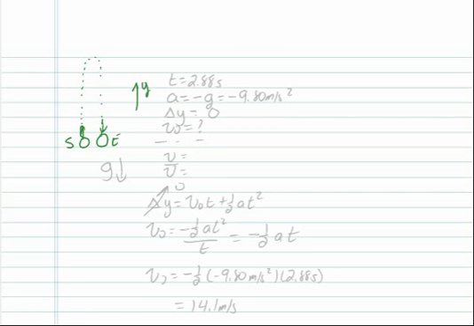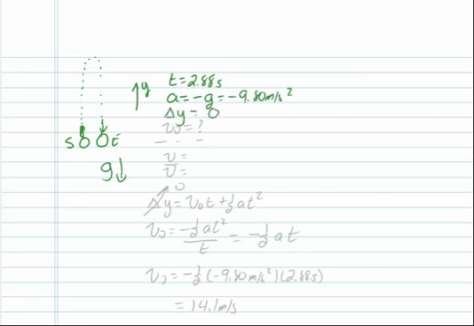So based on that, let's set up our list. We were given the time as 2.88 seconds. Now there is one acceleration, not one on the way up and not one on the way down. We go with what our axis says. So a is negative g, negative 9.80 meters per second squared, since once again, g always points down and it's opposite to our axis.